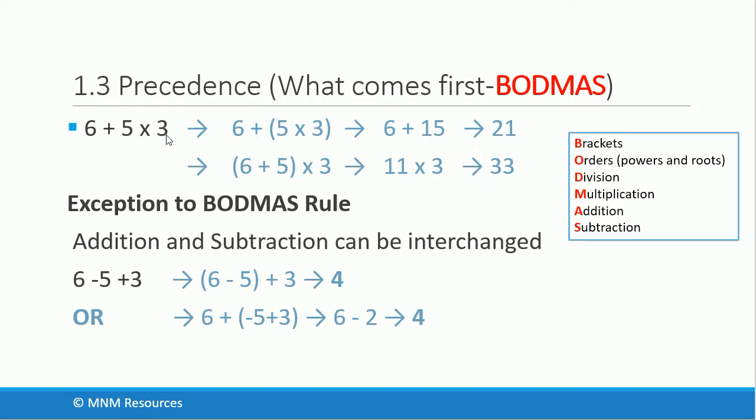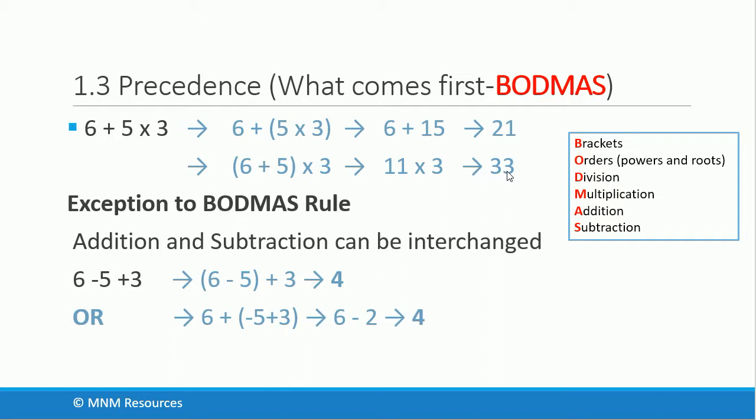Would you multiply the 5 by 3 first and then add the 6? Or would you add 6 and 5 and then multiply that answer by 3? Let's look at the two ways in which this question can be approached. So one alternative would be to multiply the 5 by 3, giving you 15. You add the 6 to the 15, giving you an answer of 21. The other alternative is to add the 6 and the 5 together, giving you a total of 11. And then you multiply the 11 by 3, giving you an answer of 33.